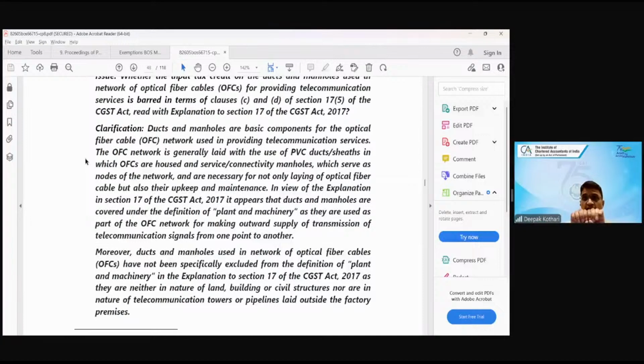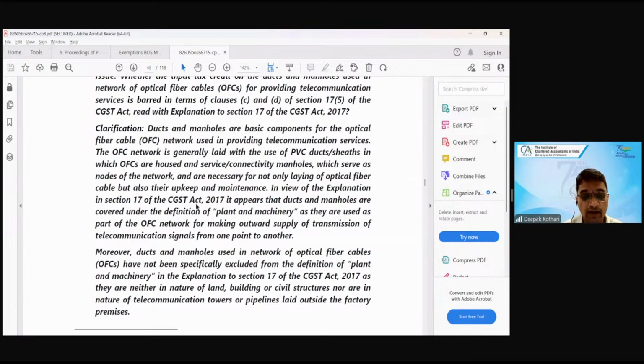In Matlab, you have this plastic PVC, big wires. The PVC is like plastic outer piping. The OFC network is generally laid with the use of PVC ducts or sheets in which OFCs are housed, and service or connectivity manholes, which serve as the nodes of the network and are necessary for not only laying the optical fiber cable, but also their upkeep and maintenance.